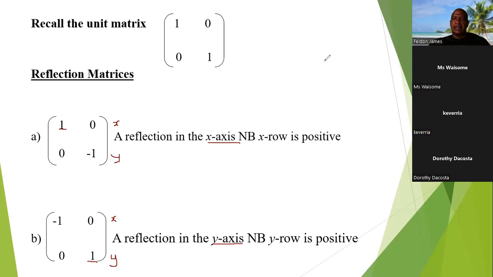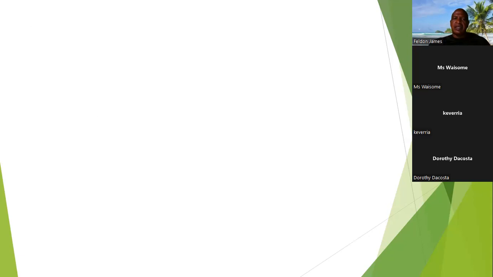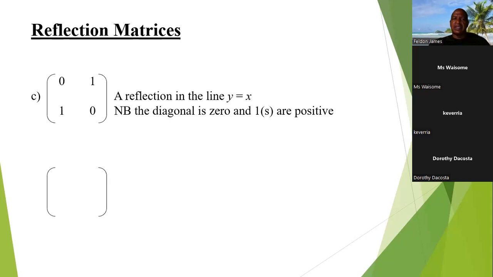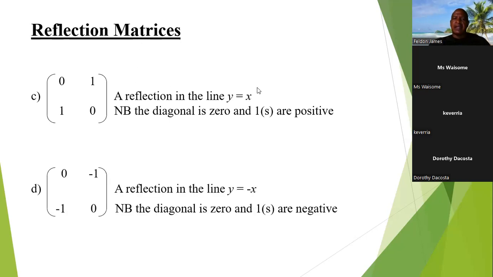Now, here comes the tricky part. So these are reflections in the x and y axis. We have two more reflections. Now, these are not reflections in the x and y axis, but instead, these are reflections in the line y equal x and the line y equal minus x. What do you notice now about these matrices when you compare them to the unit matrix? When y equal x, all ones are positive, and when y equal minus x, all ones are negative.